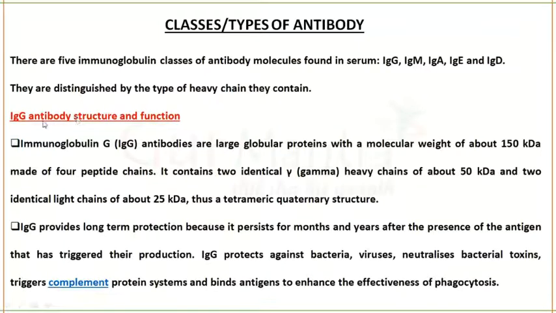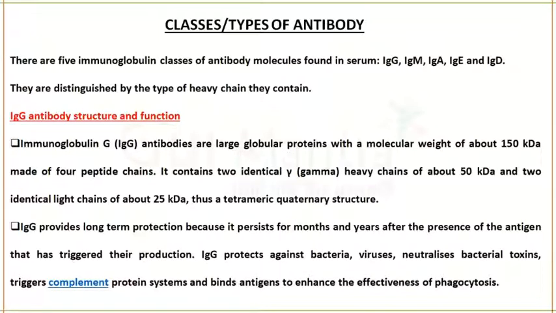IgG antibody structure and function we are going to see. Immunoglobulin G antibodies are large globular proteins, and their molecular weight is 150 kilodalton. They are made up of four polypeptide chains: two identical gamma heavy chains, which are 50 kilodalton each, and two identical light chains, which are 25 kilodalton each.